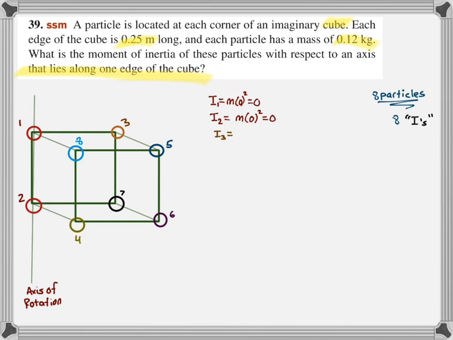Now I1 and I2 are easy because they actually lie on the axis of rotation. So remember, the moment of inertia is m r squared. The r is 0, so it's just m times 0 squared, which is 0, so the moment of inertia for point 1 and point 2 is 0.